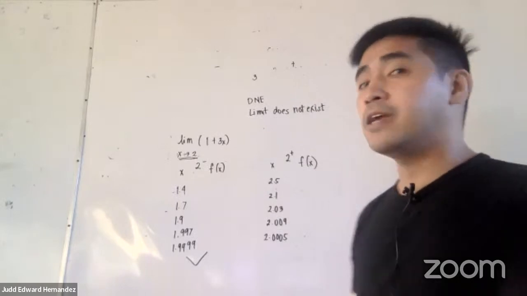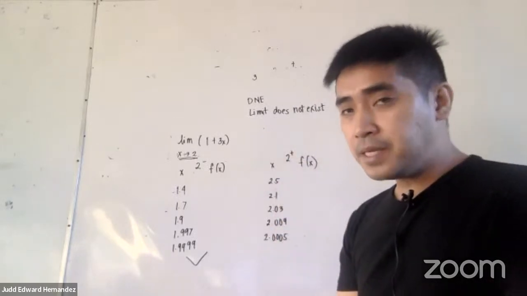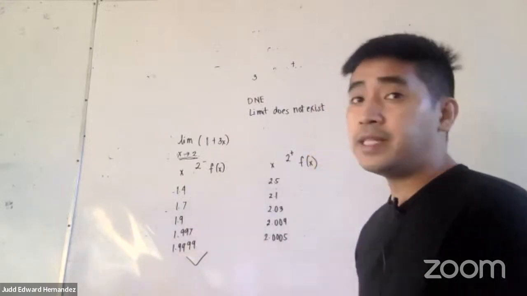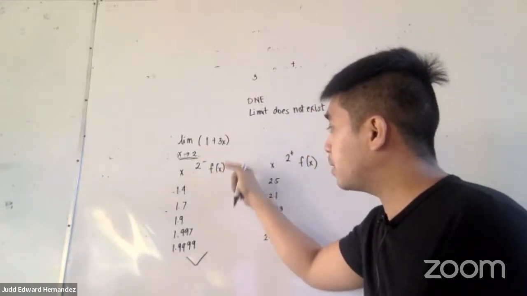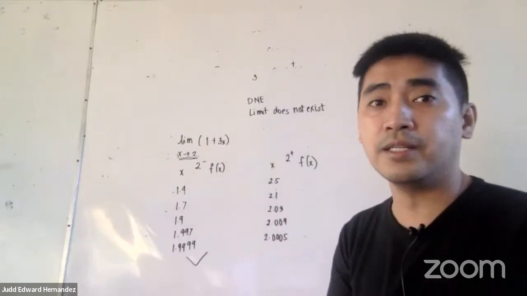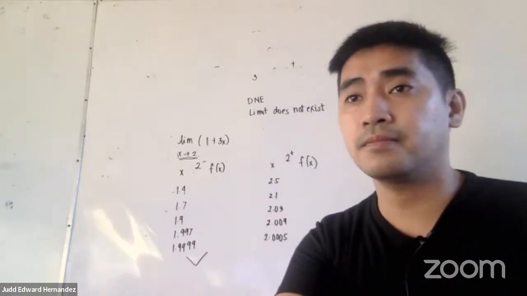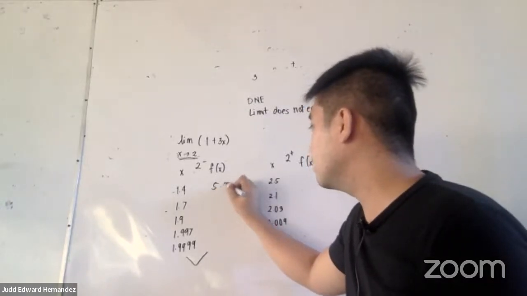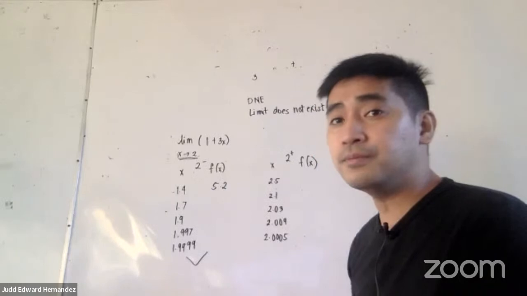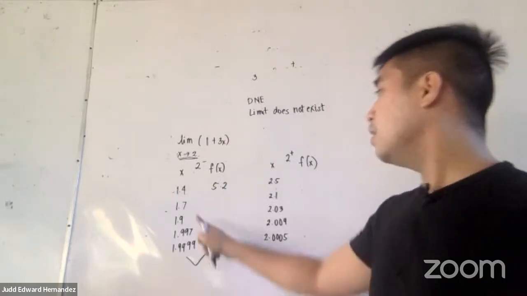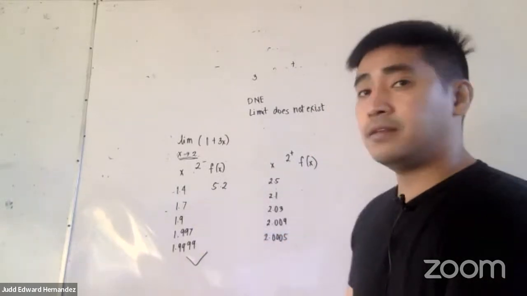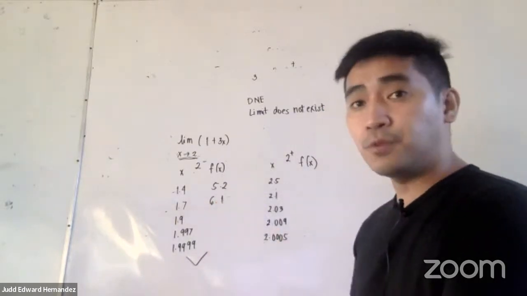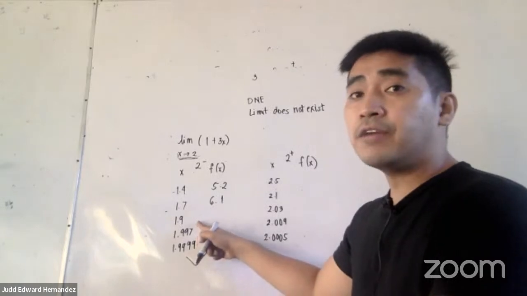So let us try. So could you please help me? Substitute these values. We are given 1.4. What will be the answer? 1 plus 3 times 1.4. What is f of x? Anyone, guys? Is the answer 5.2? Tama po ba? 5.2? Opo. Okay. What is 1.7? It becomes 6.1. We are given 1.9.